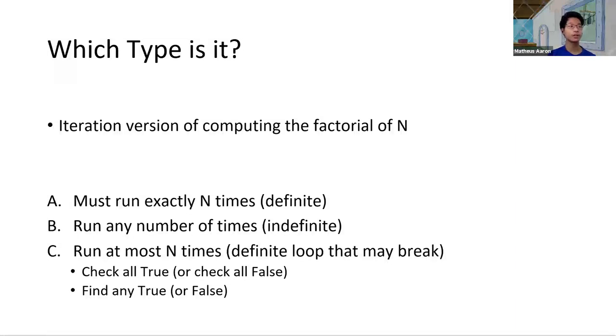The iterative version of computing the factorial of n is also n times definite, because you technically know how many times to run it. So for example, 5 factorial means 5 times 4 times 3 times 2 times 1, right? You know that you need to multiply 5 times, so you know that it must run exactly n times.